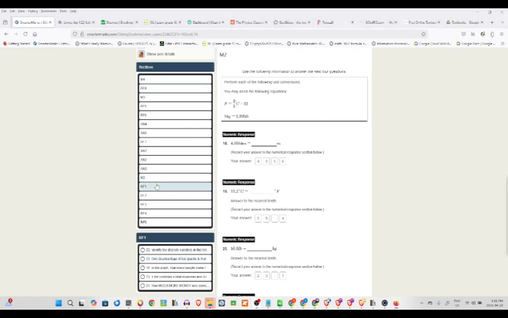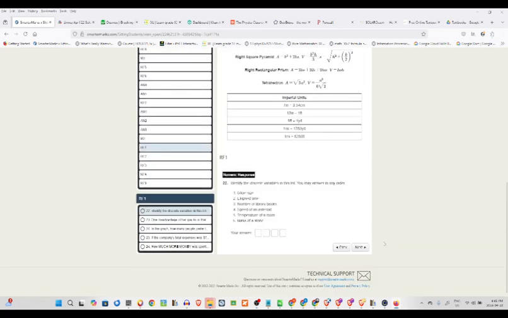Okay, moving on to relations and functions 1. Identify the discrete variables in this list. These are ones that cannot take on any value. It's only specific values. You can't have a shoe size of pi.